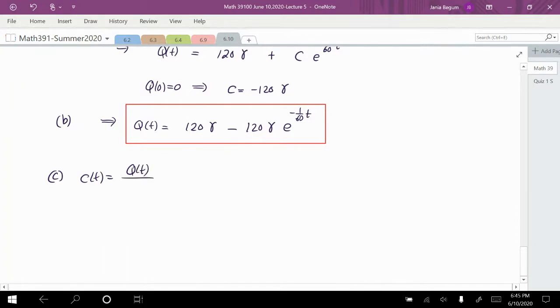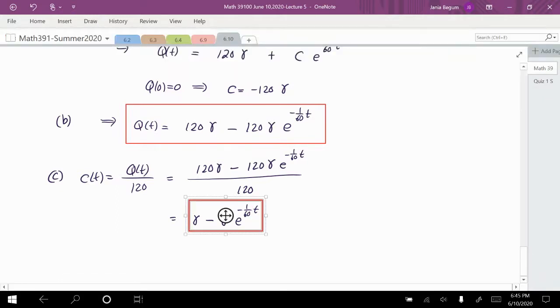Well, V never changes for this problem, so it's always going to be 120. So we already found Q of t, that's part B, 120 gamma minus 120 gamma e to the negative 1 over 60 t, over 120. And if you simplify, this is just gamma minus gamma e to the negative 1 over 60 t. So that will be the concentration at any given time t. So it's an expression. Okay. So let me know if you guys have questions for part C.